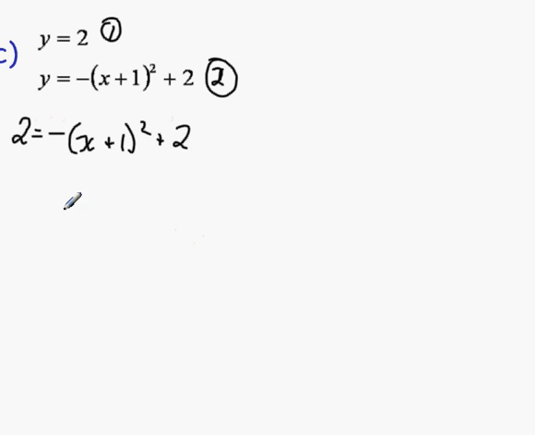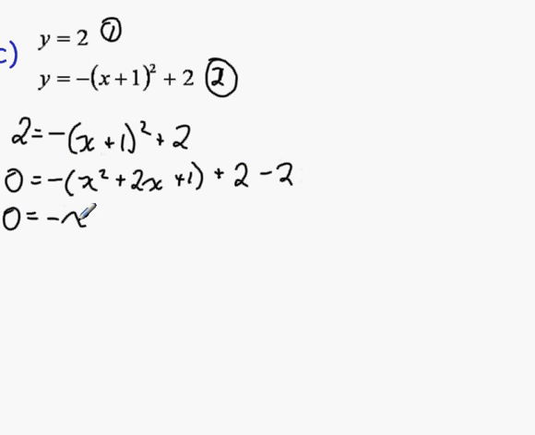Okay, we want to expand and simplify. So I'm going to expand my bracket here. So I end up with x squared plus 2x plus 1. And I'm bringing the 2 over from the other side. We have to expand this -1 in. So I end up with 0 equals -x squared minus 2x minus 1. And these cancel each other out, so we end up with this as our final equation.